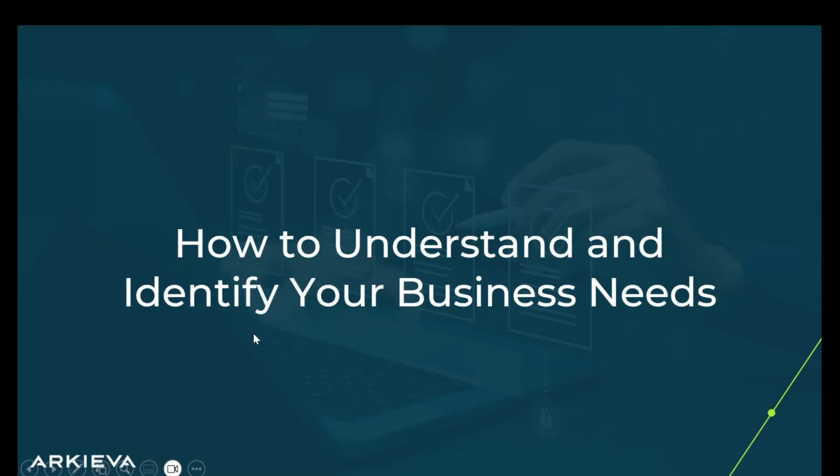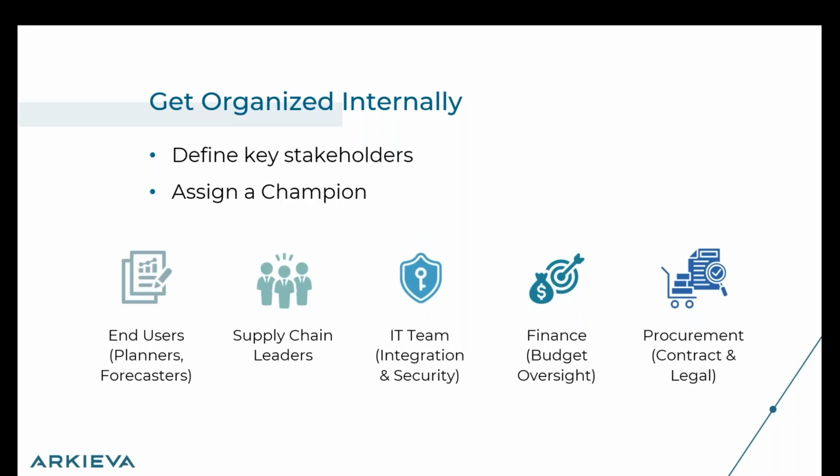So how do you go about understanding and identifying your business needs? Well, step one is to get organized internally. So you need to define your key stakeholders that will participate in this selection process. That could be from multiple departments in any corporation of any reasonable size. So you have end users, which are your planners, supply chain planners, and forecasters, and inventory planners, and people like that. You certainly have your supply chain leaders. They can be directors, VP of supply chain.